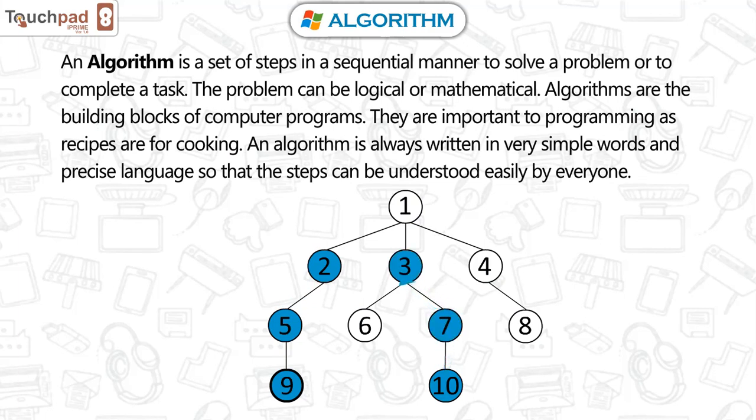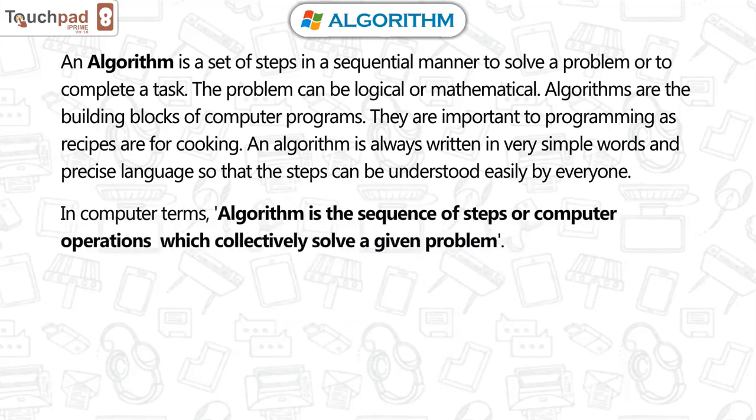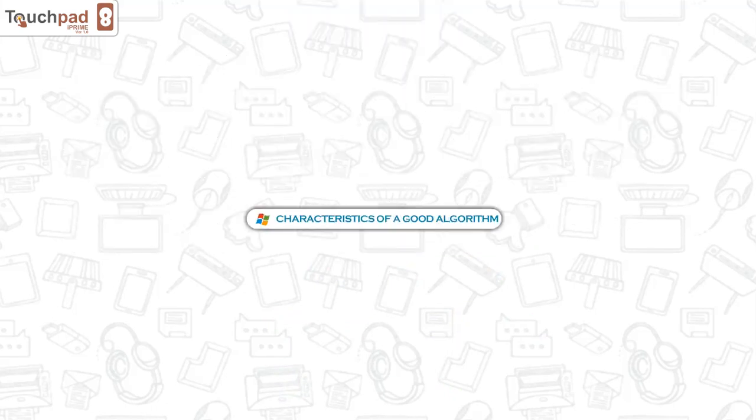The problem can be logical or mathematical. Algorithms are the building blocks of computer programs. They are important to programming as recipes are for cooking. An algorithm is always written in very simple words and precise language so that the steps can be understood easily by everyone. In computer terms, algorithm is the sequence of steps or computer operations which collectively solve a given problem.